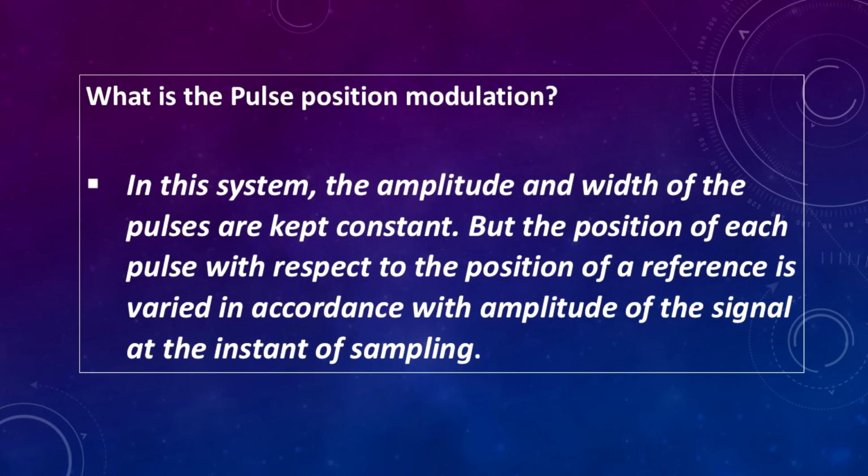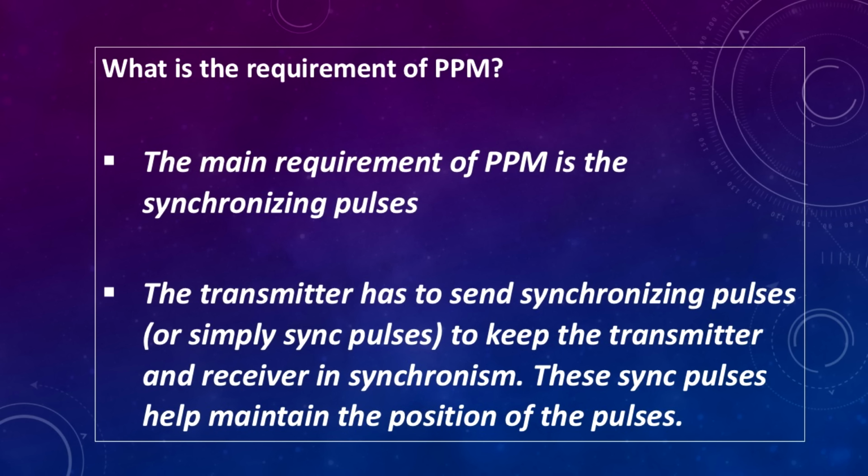What is the pulse position modulation? In this system, the amplitude and width of the pulses are kept constant, but the position of each pulse with respect to the position of a reference is varied in accordance with the amplitude of the signal at the instant of sampling.